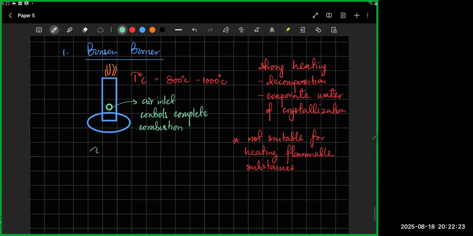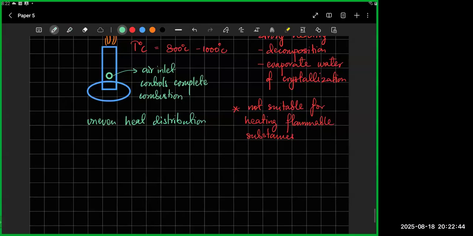Then it also has an uneven heat distribution. But it's got a very pointy flame. So if you have a container, the heat is not going to be distributed evenly. Well, if the flame is pointing on one side, then that side will become hot. So there's uneven, unequal heat distribution when you're heating it with a Bunsen burner. And उसको क्या कर सकते हैं कि how do you distribute it evenly?